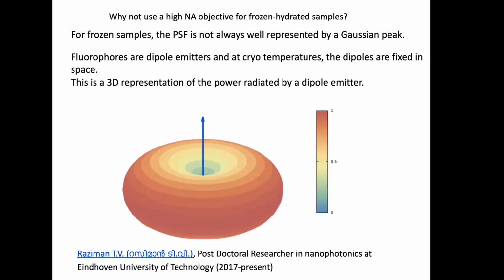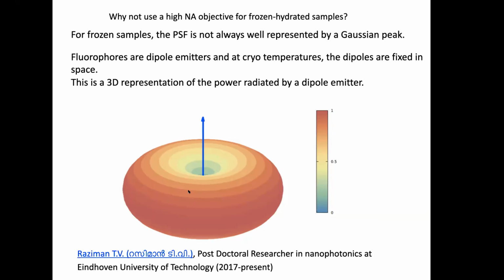The trouble with that is that when you have a frozen sample, the fluorophores are fixed. Their dipoles are fixed, and they don't emit spherically symmetric photons. In fact, the power radiated by a dipole emitter is more like a donut. And this drawing, which I've taken from the web, shows the dipole as this blue arrow here, and this is the radiation pattern. And as you can see, you get many more photons in the horizontal direction, and in the vertical direction, you don't get any.